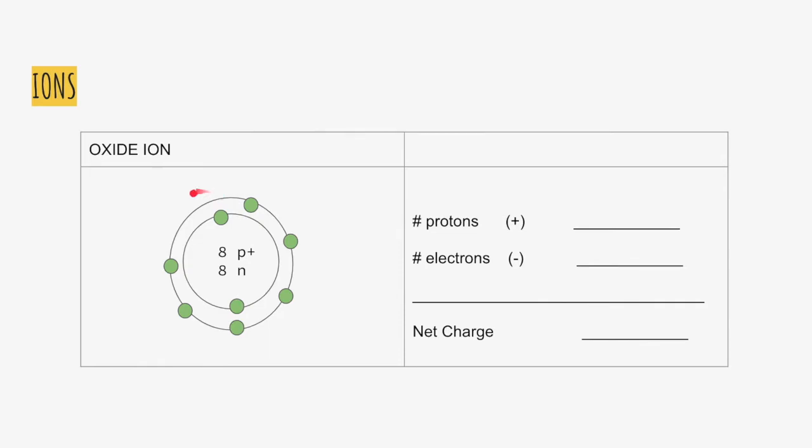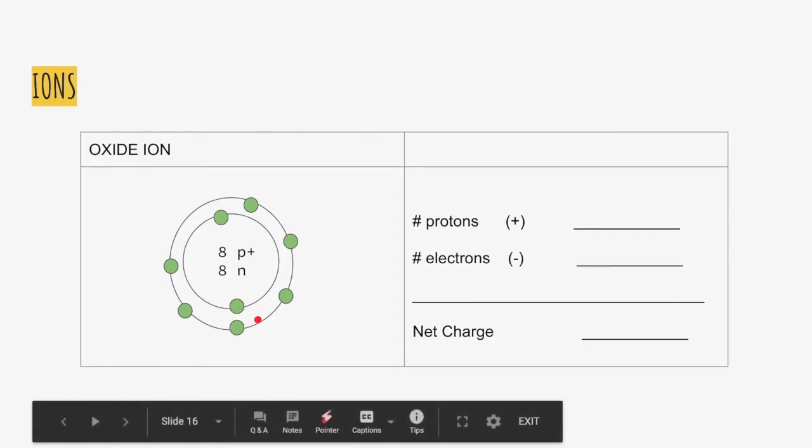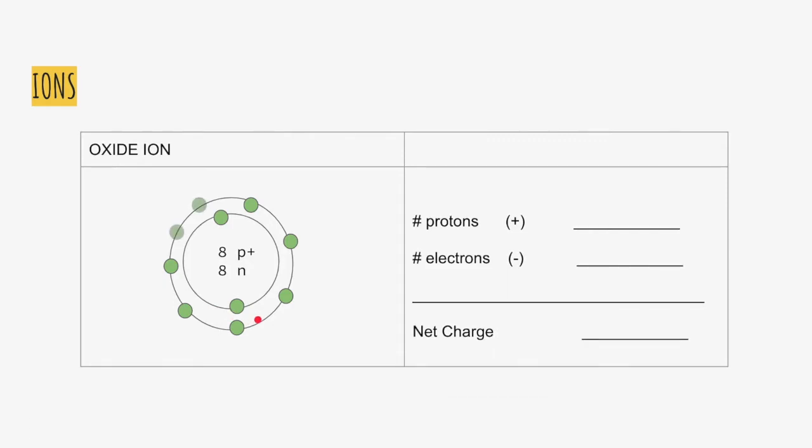So again, we have 2 options. We can either gain 2 more electrons so that we have 8 valence electrons, or I could lose those 6 valence electrons, but it would just be easier to add 2, right? So if I'm going to add 2 electrons, I'm going to draw those in.